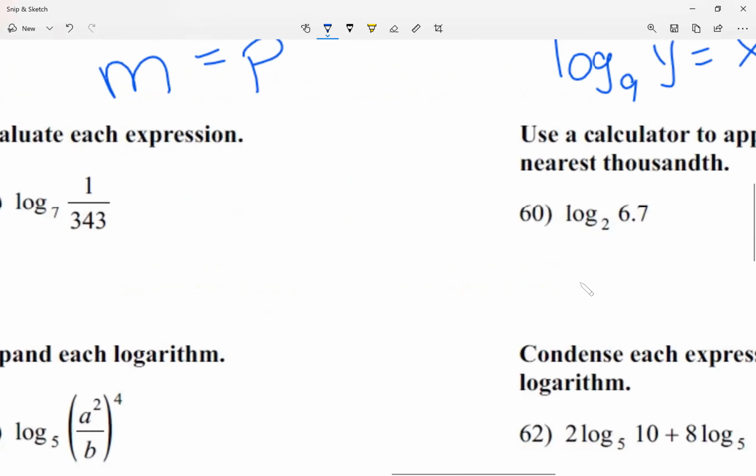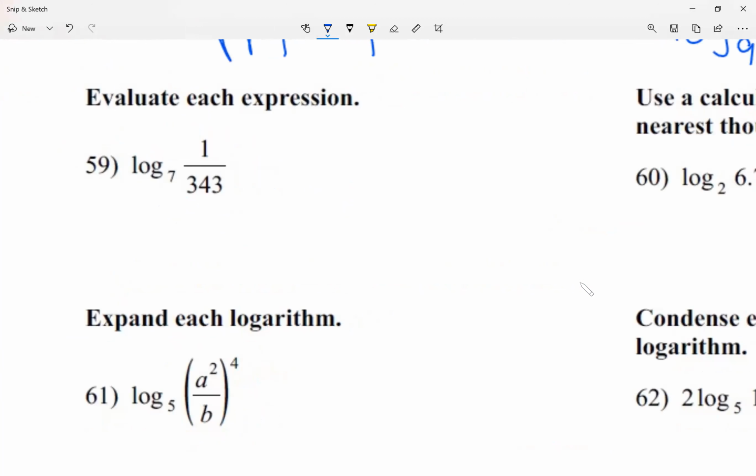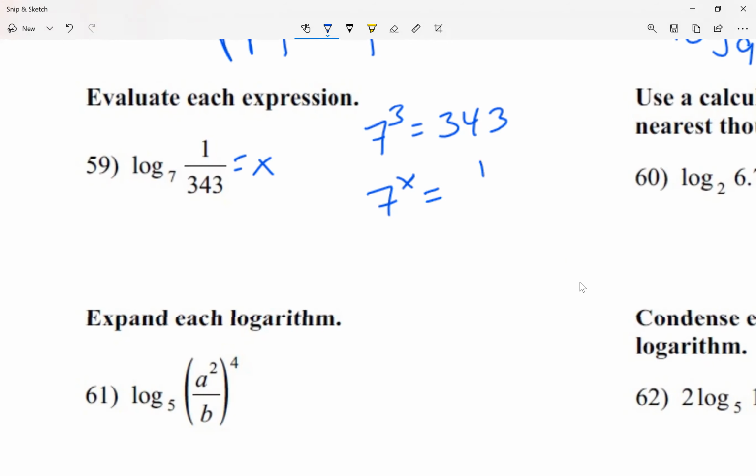Now, let's take a look at question number 59. Evaluate each expression. When we first started evaluating, we started using the base. I know 7 to the third is equal to 343. Now, I would like to do 7 to the x, because I know log base 7 of 1 over 343 is x. I don't know what it is, so I'm going to call it a variable. So I could write this as 7 to the x is equal to 1 over 343.